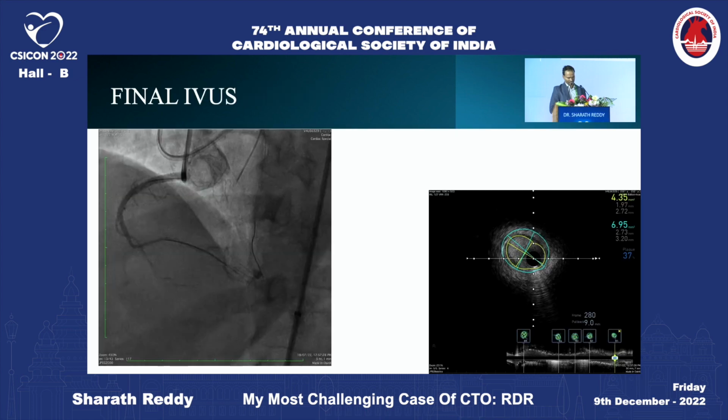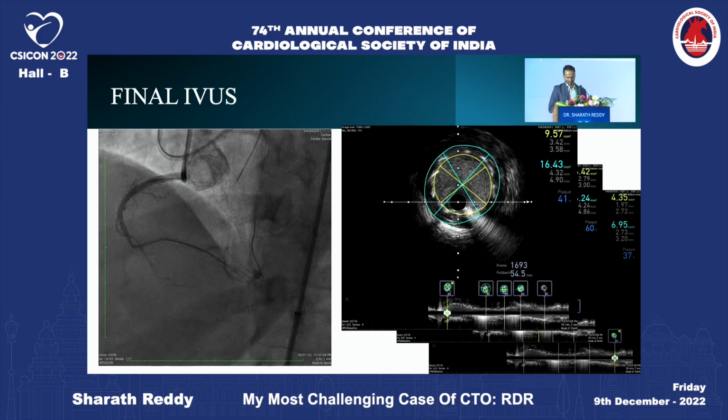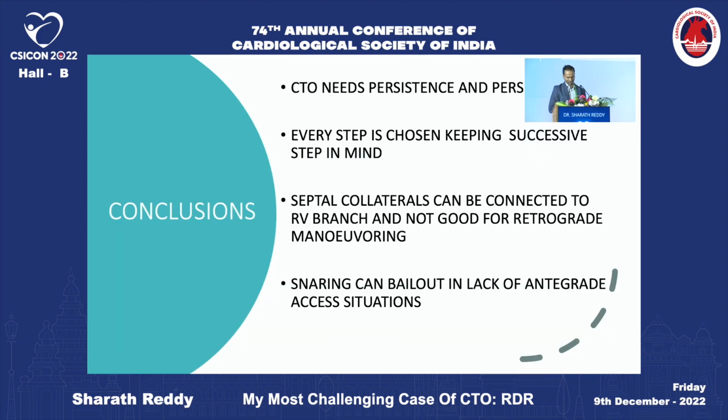And this is the final IVUS where we achieved good lumen areas. You can see 4.3 is the distal reference, and 6.4, 9.7 is almost close to the ostium of right coronary artery. To conclude, CTO needs persistence and perseverance. Every step is chosen keeping your successive step in mind, so that it shouldn't spoil your next step.